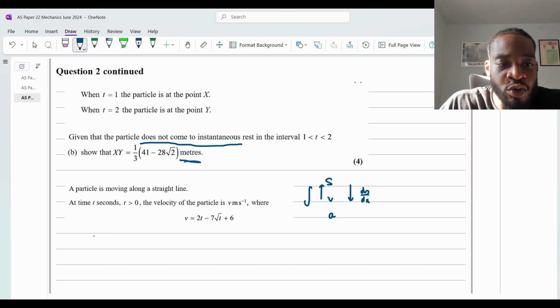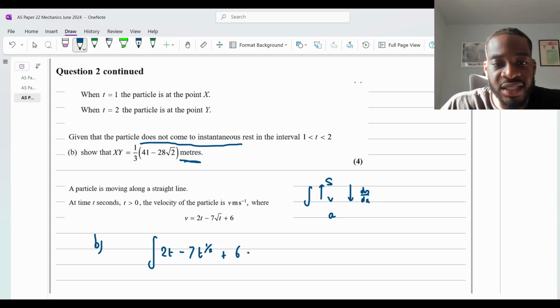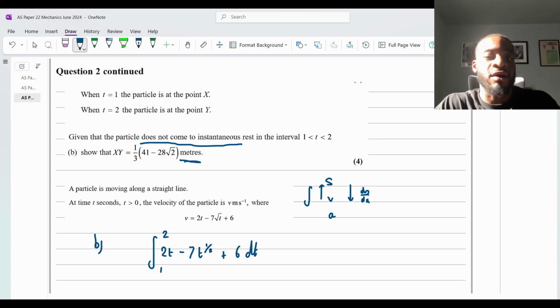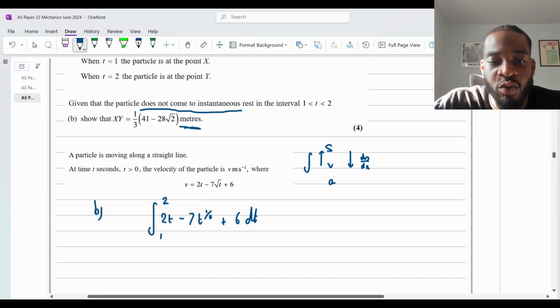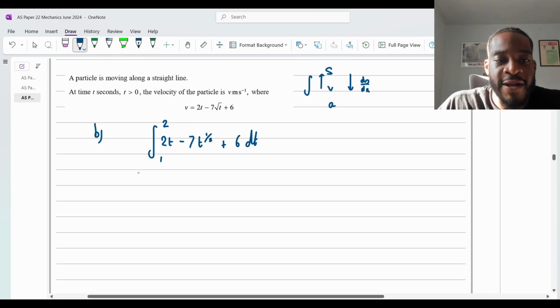So essentially what we need to do is just literally integrate this expression here, 2t minus 7t to the half again, plus 6 dt, between 1 and 2. And that's it, due to the fact that it doesn't come to instantaneous rest anywhere in that interval. If it did, then you'd have to split it into different parts and then add them together. Perfect. So all we need to do is just integrate that. So let's go ahead and do that.